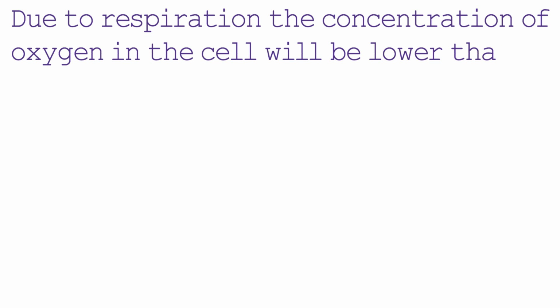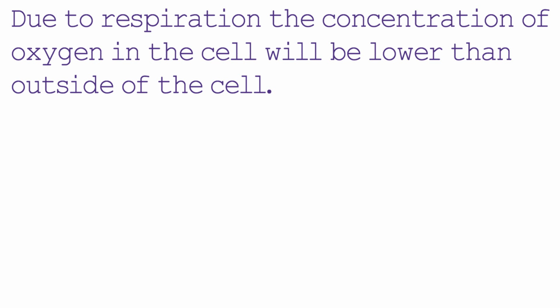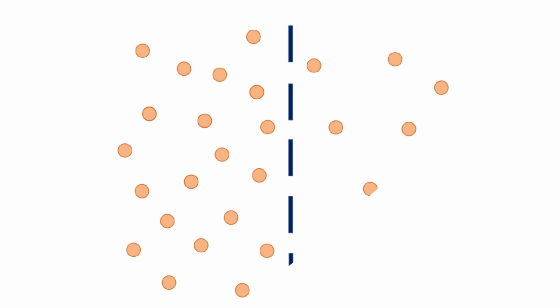When a cell is respiring, it is using glucose and oxygen to create energy, water, and carbon dioxide. The concentration of oxygen in the cell will be lower than outside the cell, and this is because the cell is turning oxygen and glucose into carbon dioxide and water, and then also producing energy. So let's first have a look at diffusion for oxygen with respect to cells. So here we have a diagram. The purple dashed line is the cell membrane, and it's partially permeable.